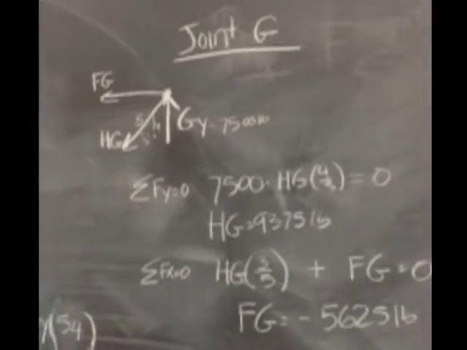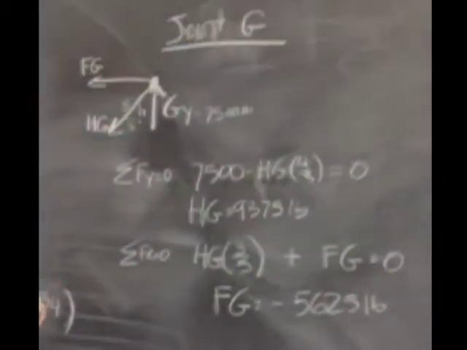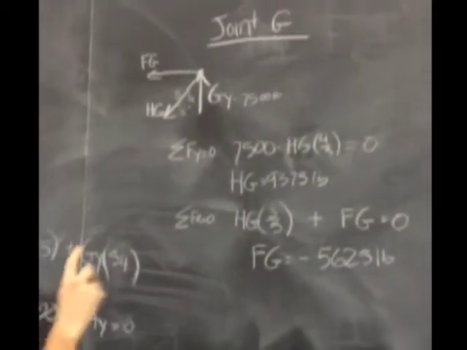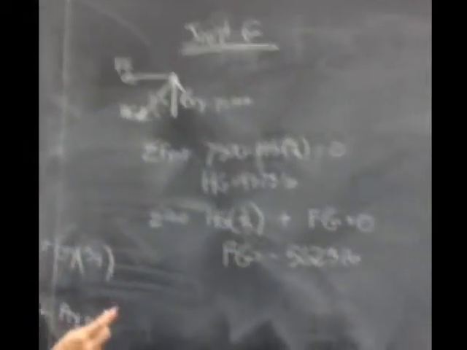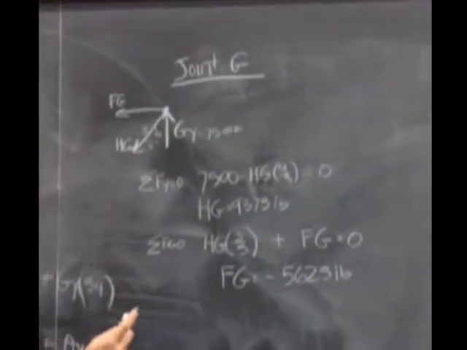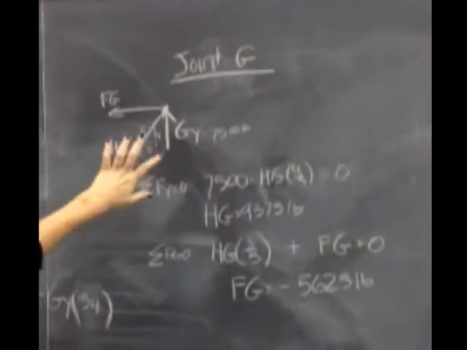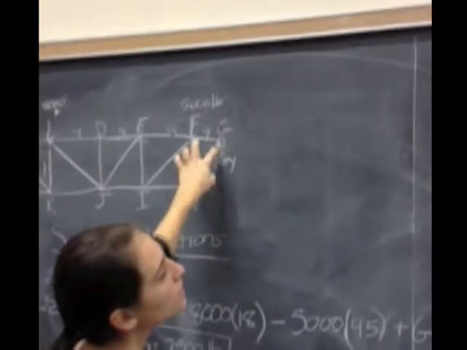So after the support reactions, we're going to start looking at the joints. This is just one method of doing this. We're going to talk about the other method after, which is the method of sections. But just to start off, with the method of joints, we're going to look at just joint G first.